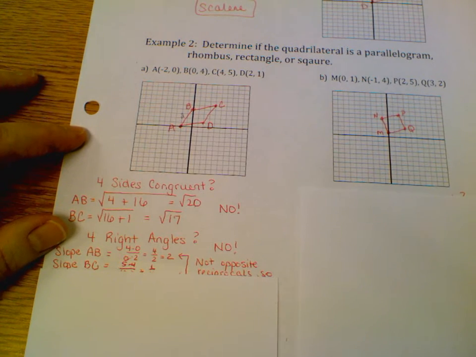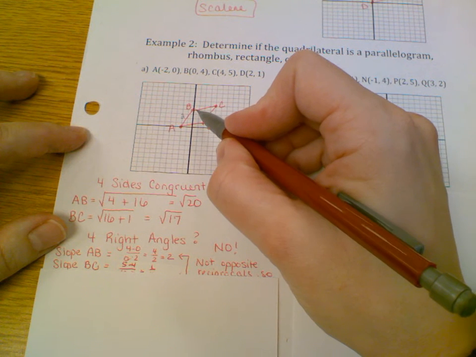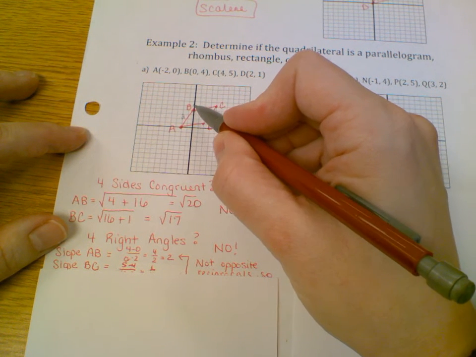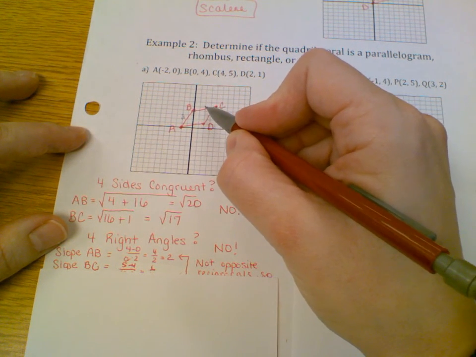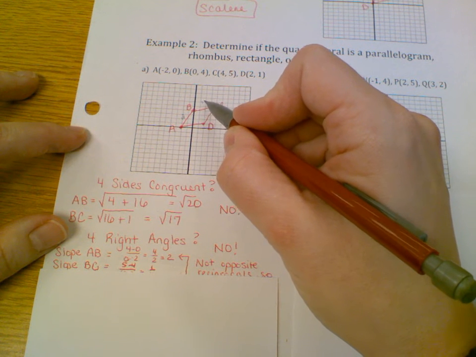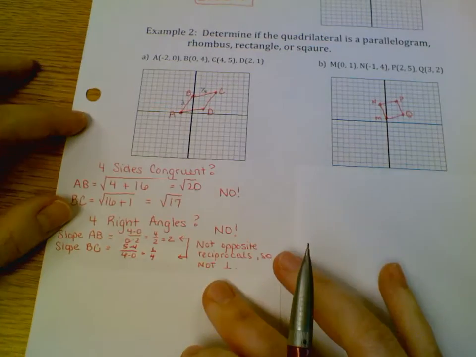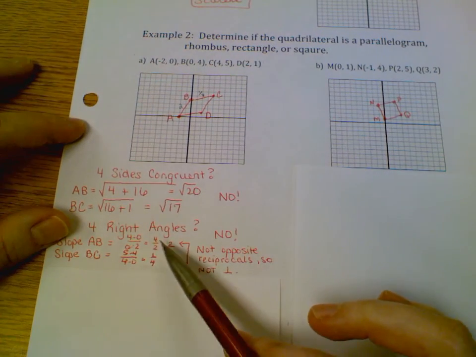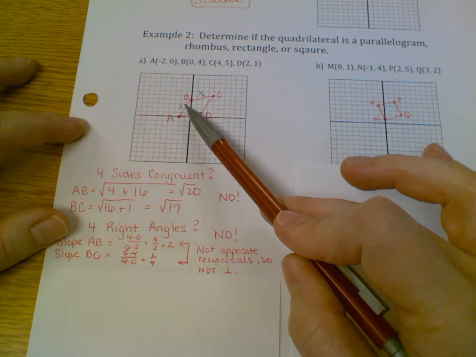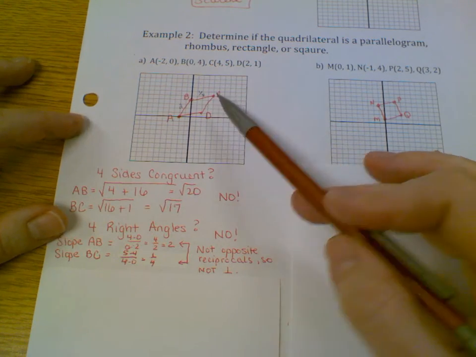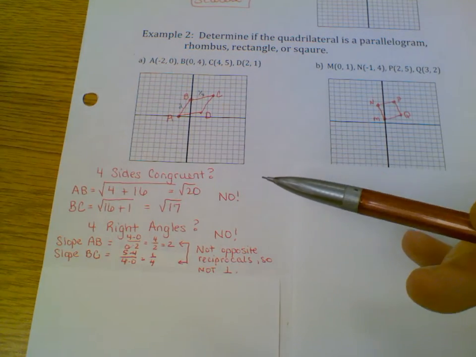Then I would do the same thing for BC. Count my rise and my run. So I would go up 1 and over 2, 3, 4. So the slope of BC is 1/4. Notice you get the same thing that you do with your slope formula, but it is a faster method to just count the rise and the run. So it is your preference which way you want to do it.